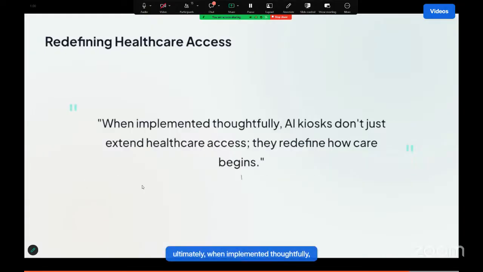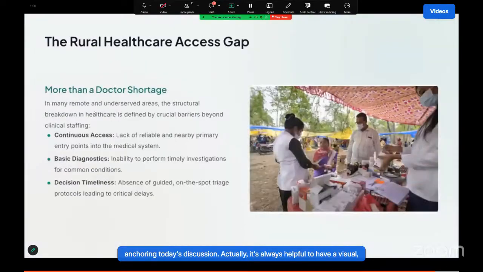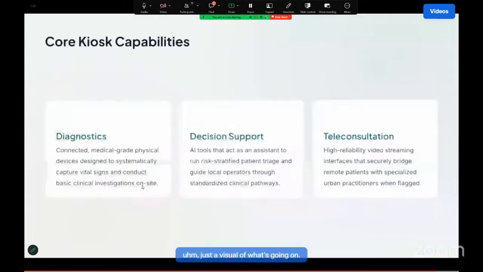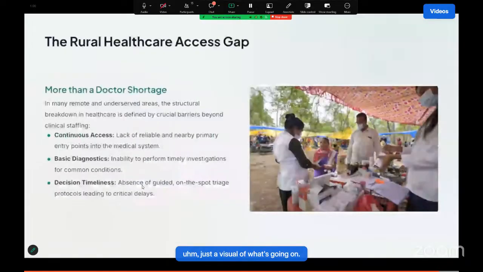So ultimately, when implemented thoughtfully, AI kiosks do more than just extend healthcare access. They actually redefine how care begins in rural communities. And we always want to do the most for rural communities because it's really difficult to get the most basic care. So I want to credit the insights and framework captured in the images for anchoring today's discussion. Actually, it's always helpful to have a visual of what's going on.